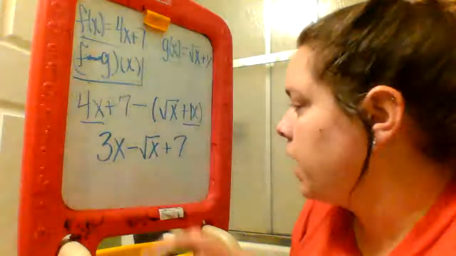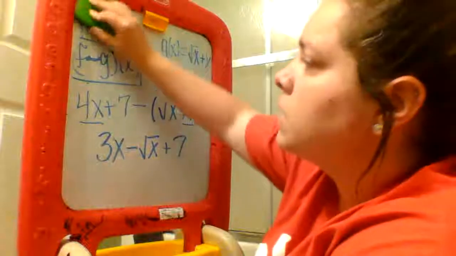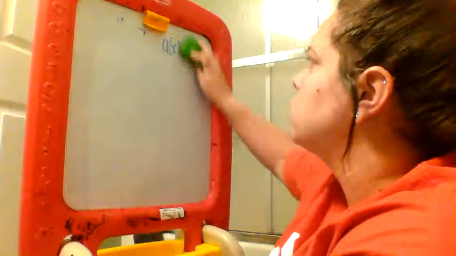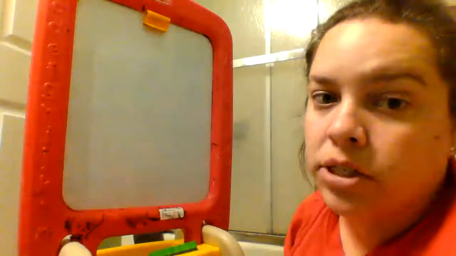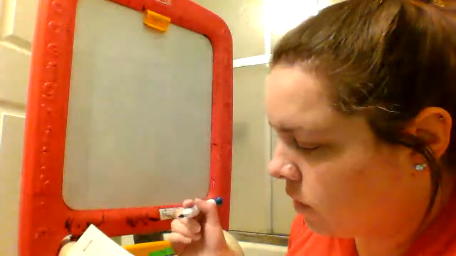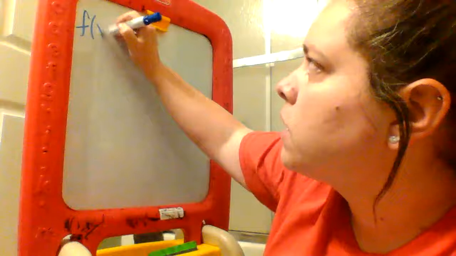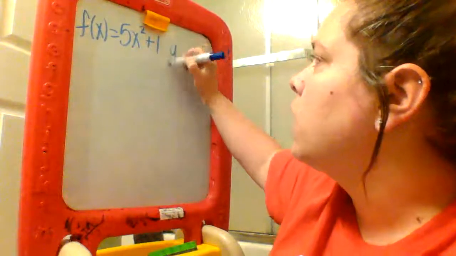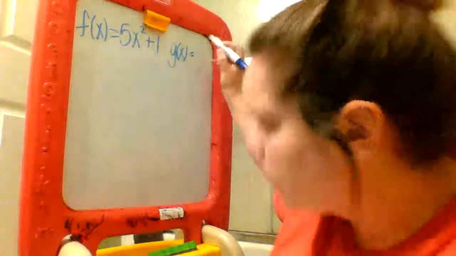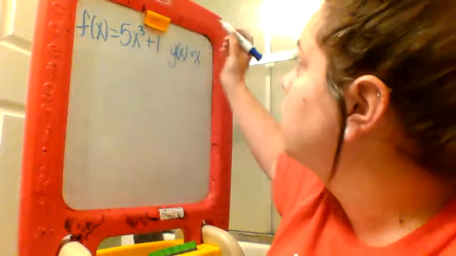Okay. All right, let's do another one. Same directions. We're going to add f plus g of x and subtract f minus g of x. Okay. All right, so different functions this time. So f of x equals 5x squared plus 1. And g of x equals x squared minus 4. Oops, I wrote that down wrong. That's a 5x cubed. Sorry.